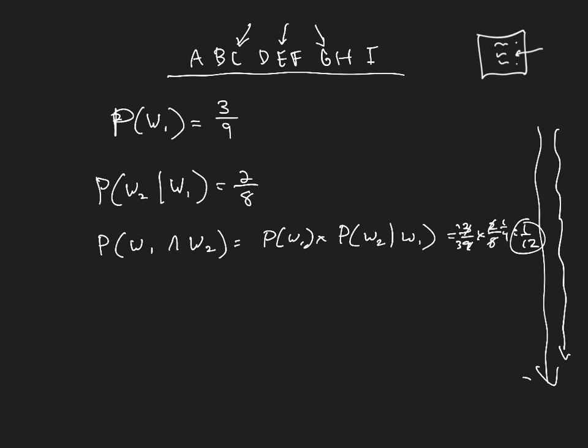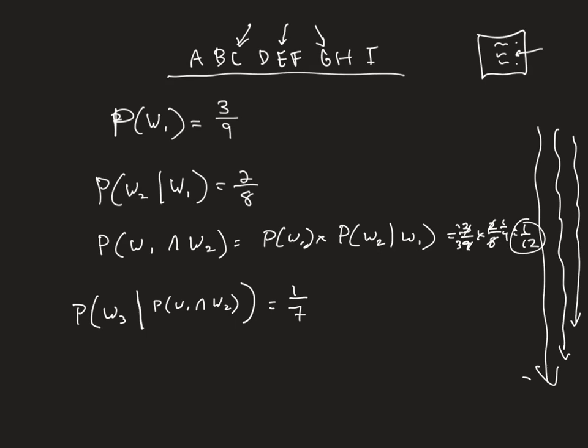All right, now what's the probability of your third one coming in, knowing that your first 2 came in? So knowing W1 and W2 both happened, you only have 1 spot left on your card, and there are 7 horses to come in, so 1/7.